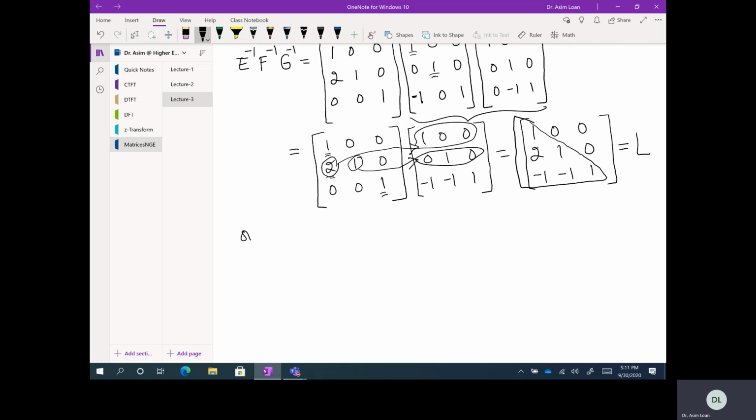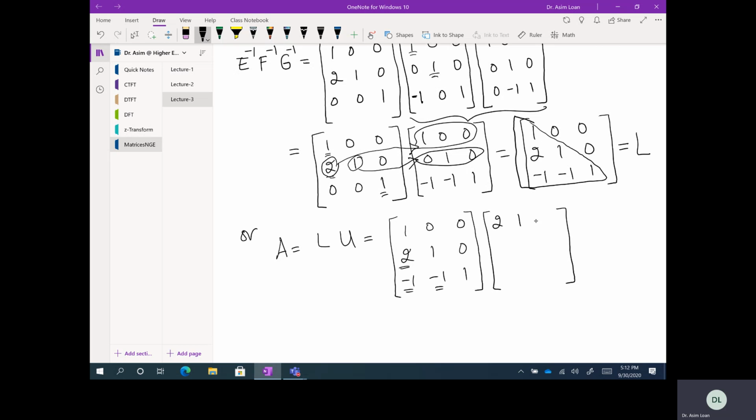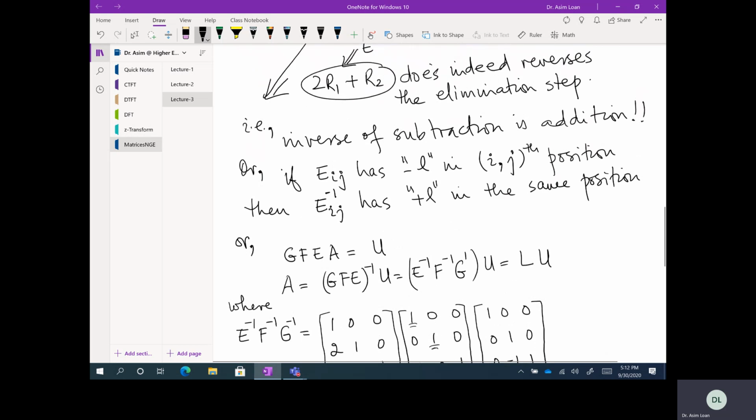Or A equals L times U. L, we know, is 1, 0, 0, 2, 1, 0, minus 1, 1. So these are actually the inverse of the row operations. And U in our case, if you recall, the first row was never changed.